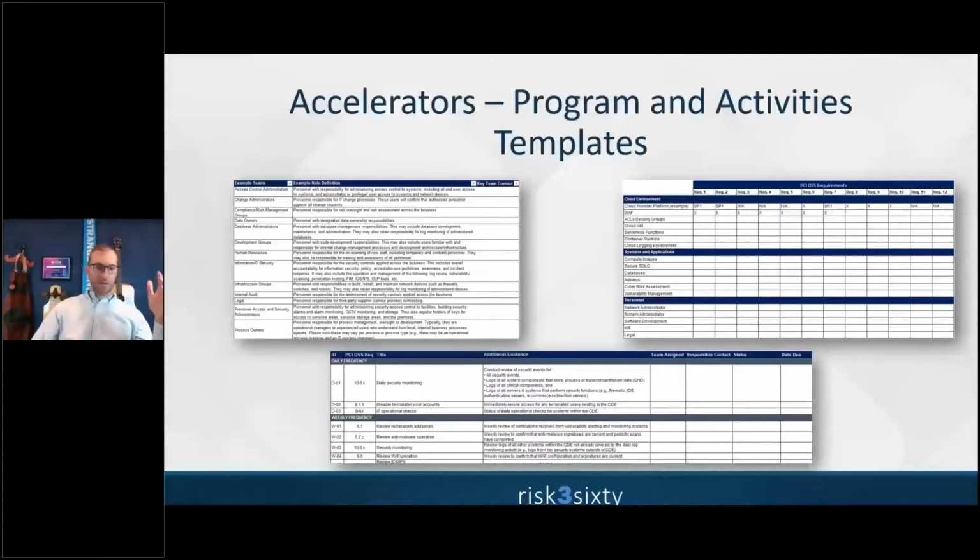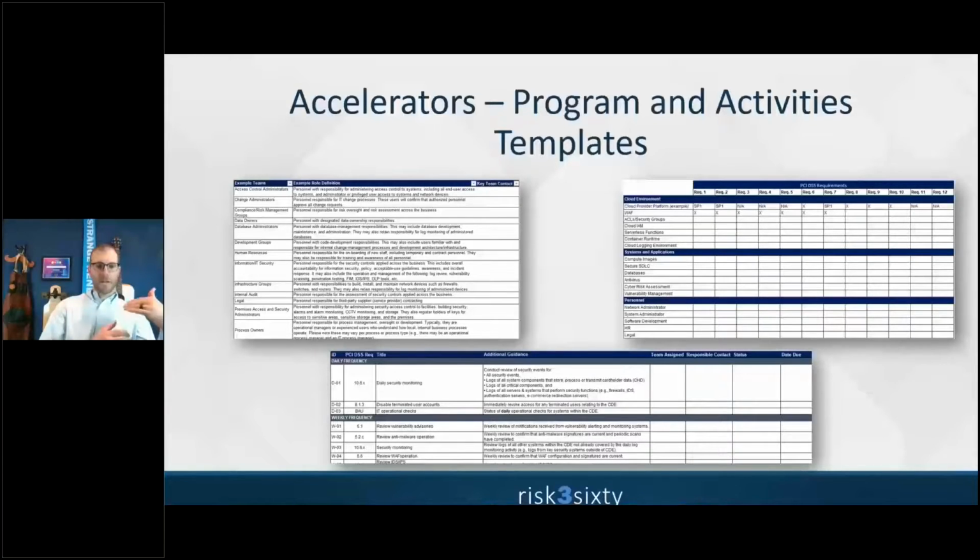It's going to have the control associated with it and the title. It's going to have the guidance on specifically what needs to happen, and the template gives you the opportunity to identify what team is going to be doing this, and who the responsible contact from that team is, if it's different than the key contact listed in that first tab.